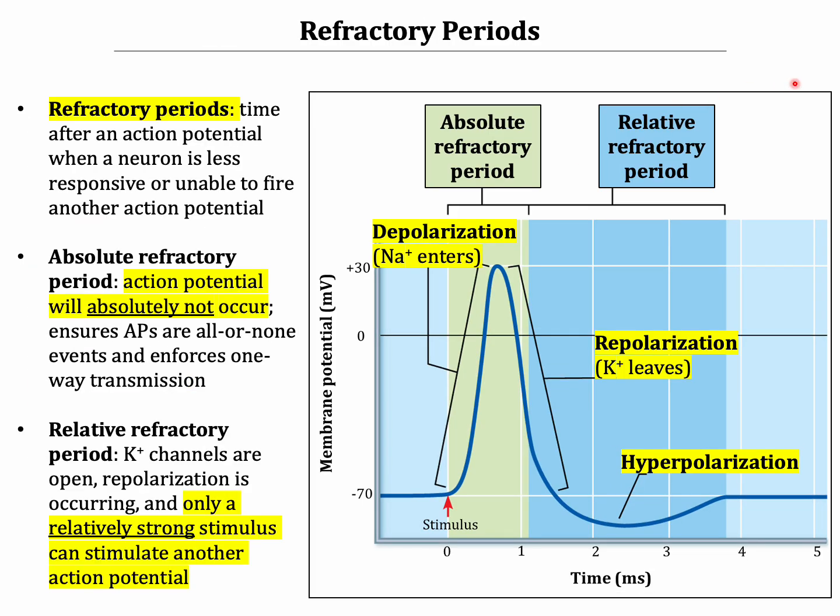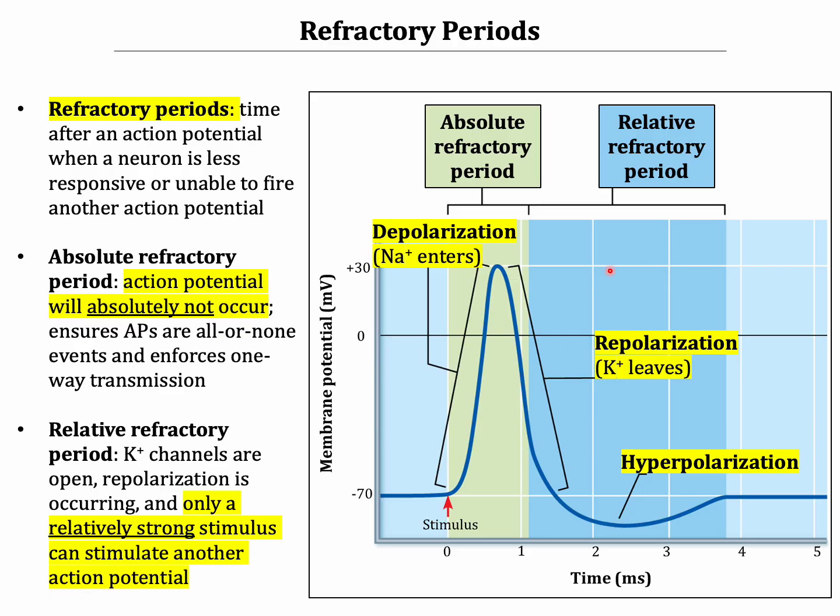Correlating along with that are refractory periods. These are times during or after an action potential when a neuron is less responsive or unable to produce another action potential. So during this green area here, the absolute refractory period, an action potential will absolutely not occur again. You can't have an action potential occurring on top of an action potential, right? Only one occurs at a time. This ensures that all or none event, it ensures one-way transmission, keeps it nice and consistent.